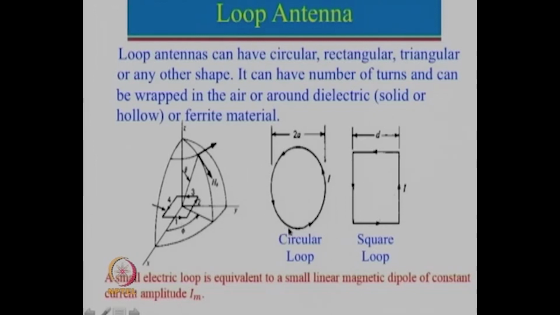For this particular case, when the loop dimensions are small, by the way, this can be a single turn loop or a multiple turn loop. The loop can be wound in the air itself, or it can be wrapped around a dielectric which can be solid or hollow, or even a ferrite material also. We will see one by one what the different scenarios are.